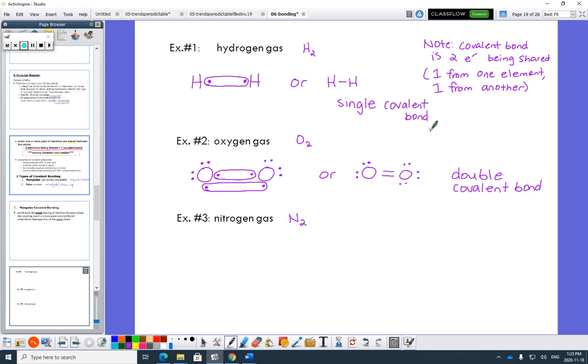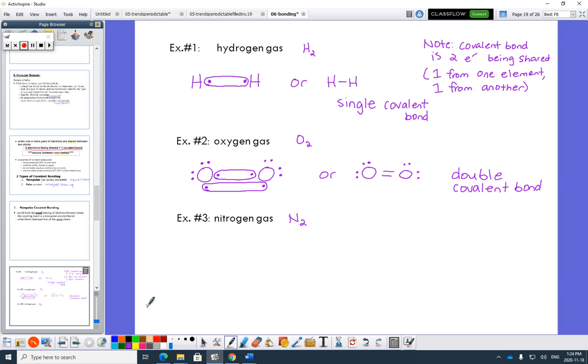Around this oxygen. Whoops. See, I drew too many. 2, 4, 6, 8. Okay? Hydrogen's weird. There's only 2, right? So using the word octet rule is okay. So sharing, not transferring. The elements have shared electrons.